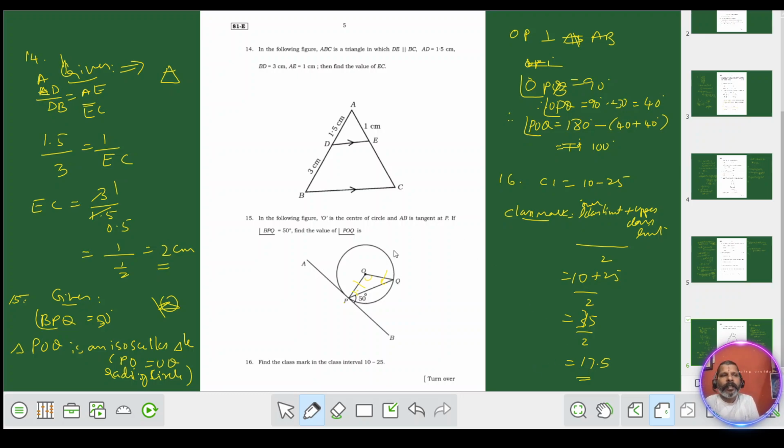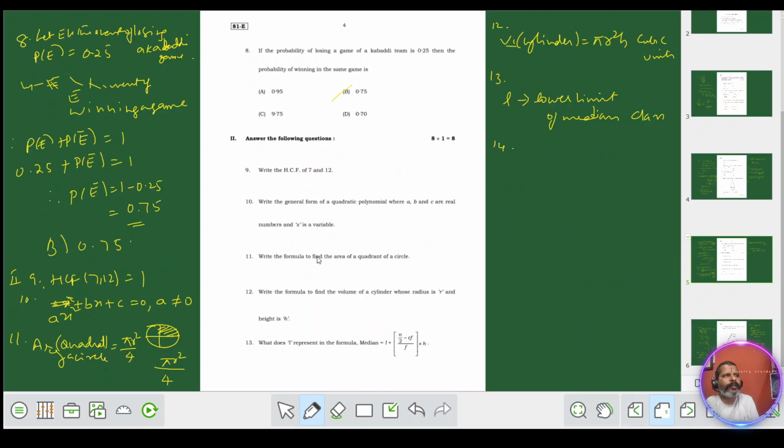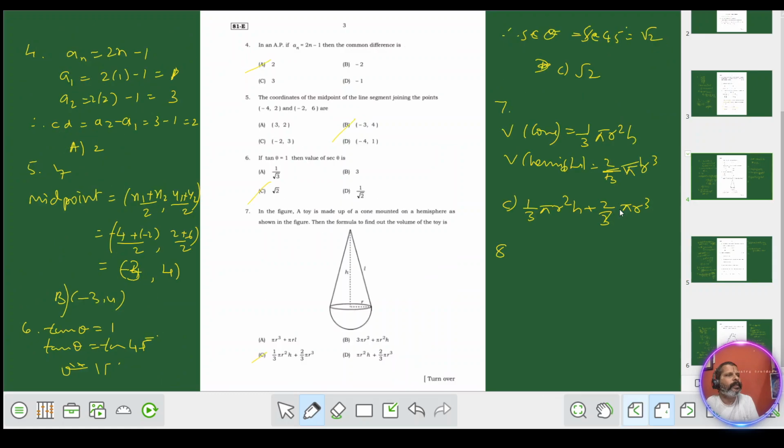Okay. Please go through this paper. Very important questions are there. Most of them are straight formulas. The one important is this probability question, and this one on trigonometry is again an important thing. It's not straightforward. Okay.